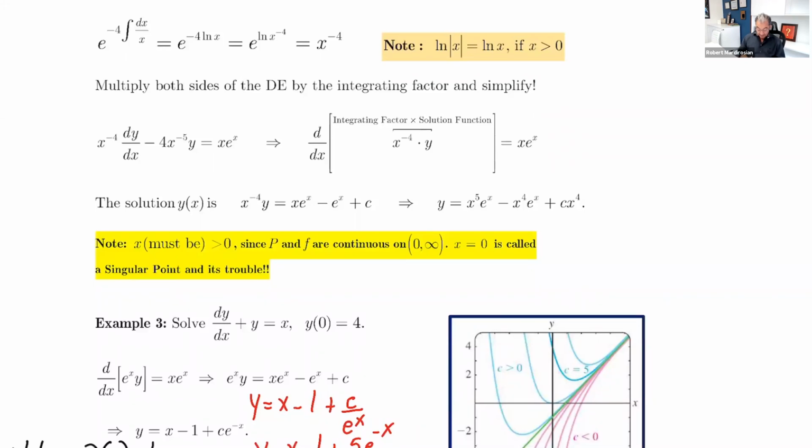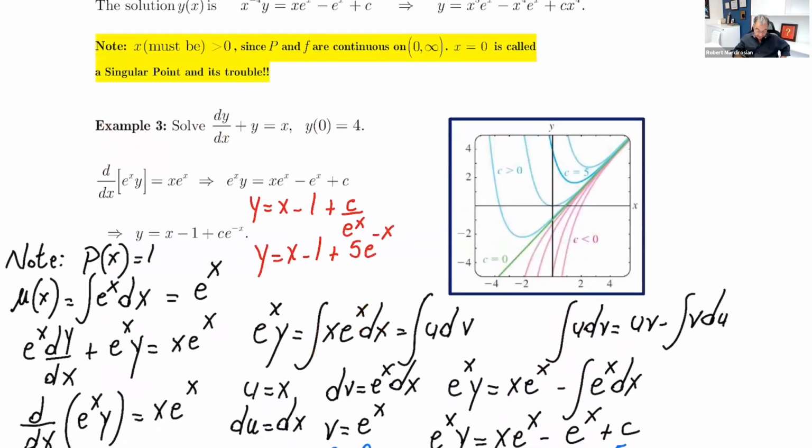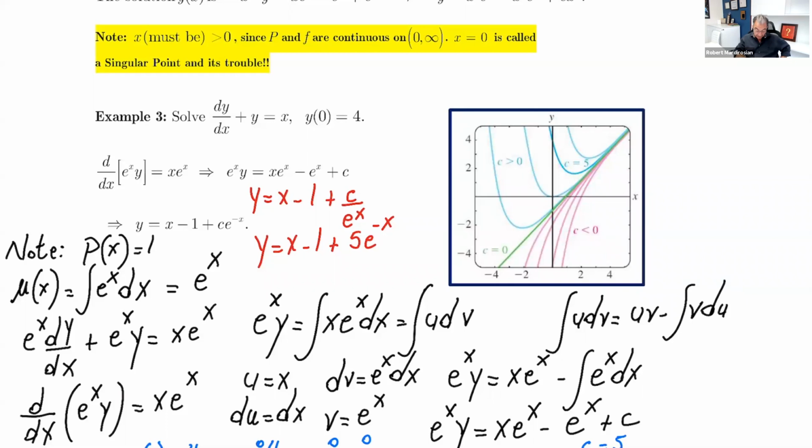Now the next one, example 3, you're given an initial condition. So this is a linear equation, so divide to get the standard form, and we see that here the coefficient of y is 1, so our integrating factor is just 1. I kind of solved it here for you: p of x equals 1, so mu of x equals e to the integral of dx, and this is just e to the x. So that's the integrating factor.